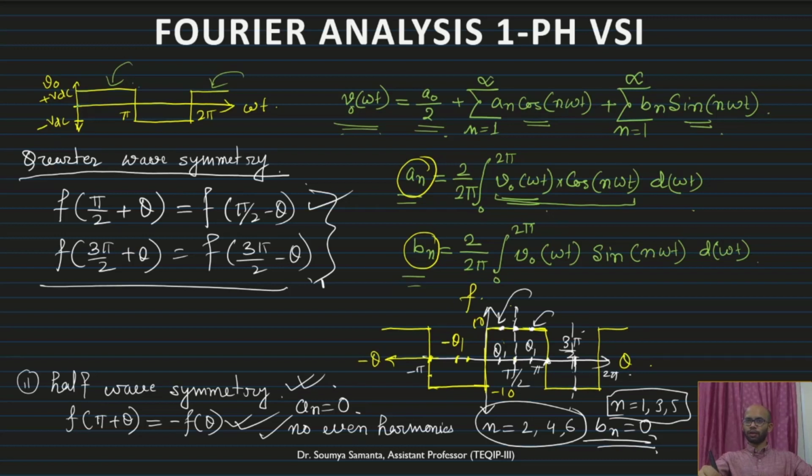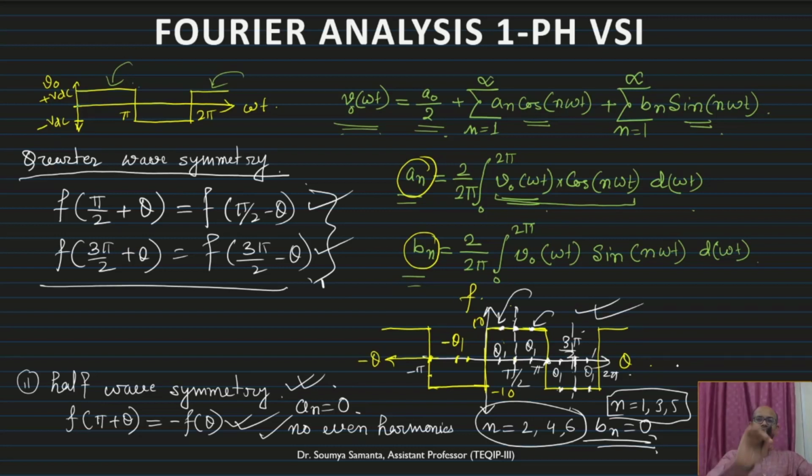Now let us come back to the 3 pi by 2. This is the condition. Let's take this is theta 1 here, and the same distance theta 1 here. So both the cases, this is the point, this is the point. Here also you can say both are minus, but they are equal. Both are minus 10. So therefore this is also satisfied. That means this waveform also contains the quarter wave symmetry too.